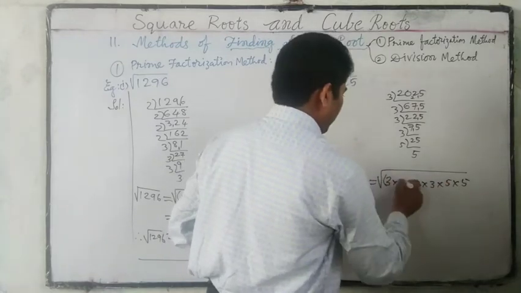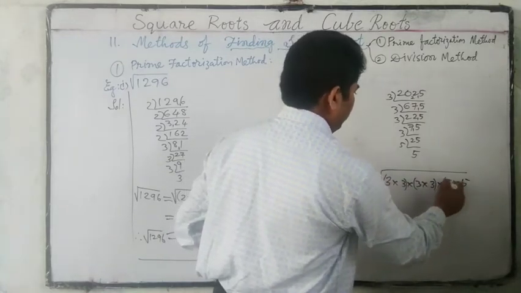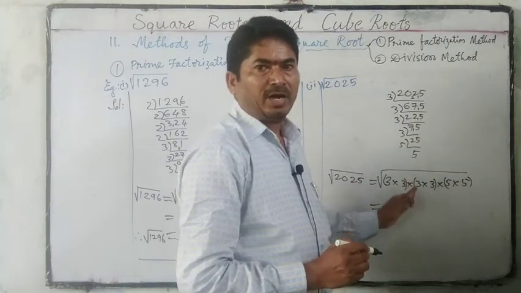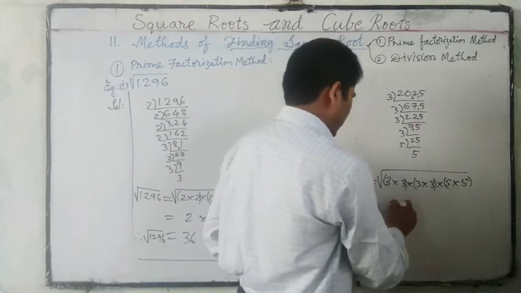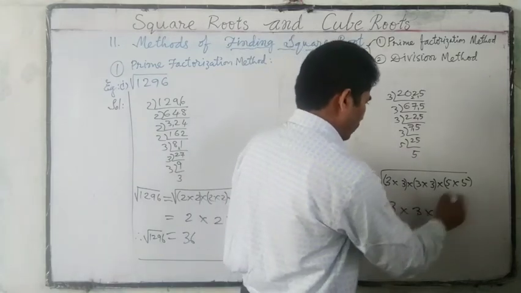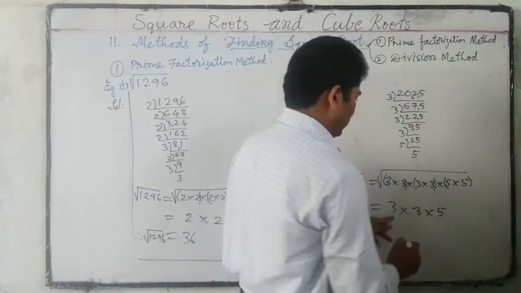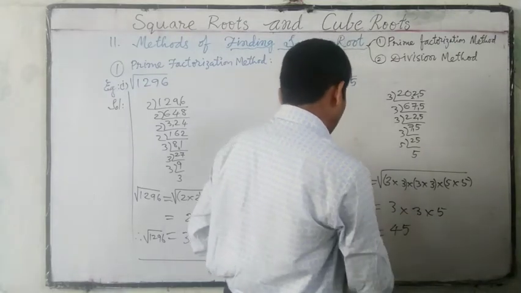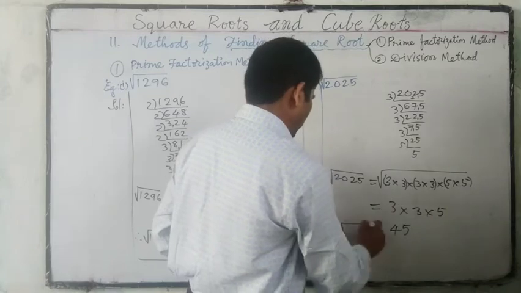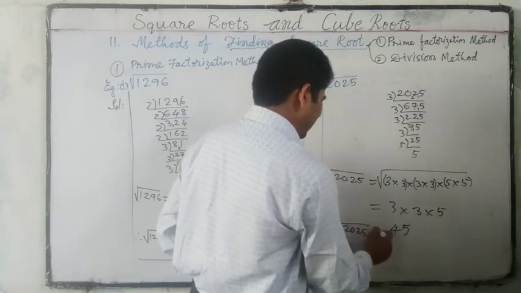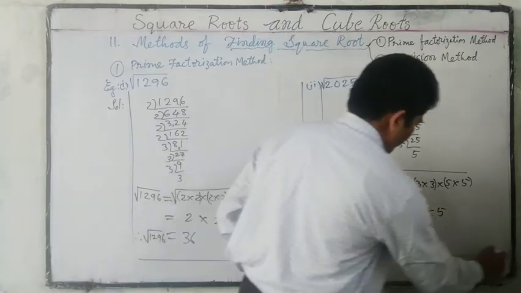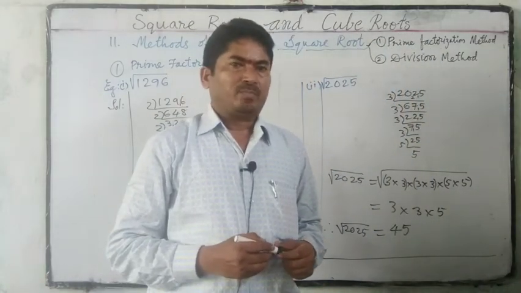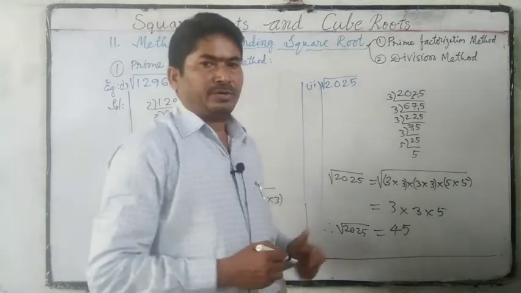We have to make pairs and choose one out of each pair. So 3 into 3 into 5. 3 3s are 9, 9 5s are 45. Therefore square root of 2025 is equal to 45. So this is the prime factorization method.